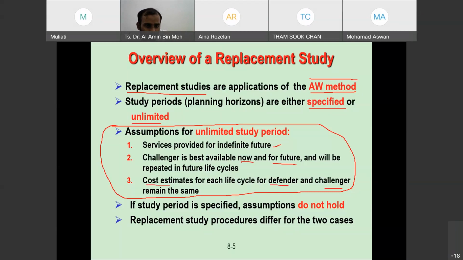So if the study period is specified, this assumption does not hold. So no assumption. The replacement study procedure differs for the two cases. If you have an unlimited study period, the procedure is different. If you've been given a specific study period, the procedure is different. Okay.